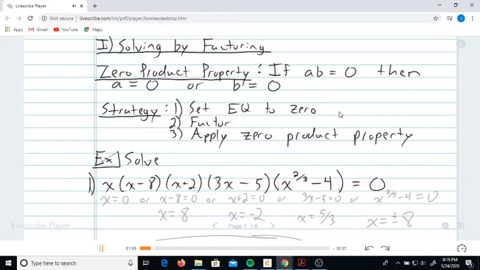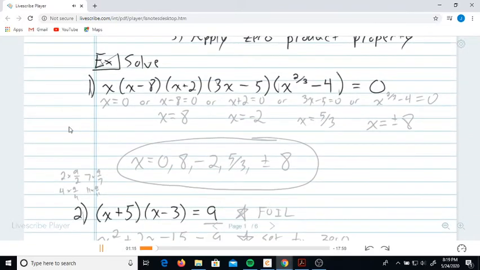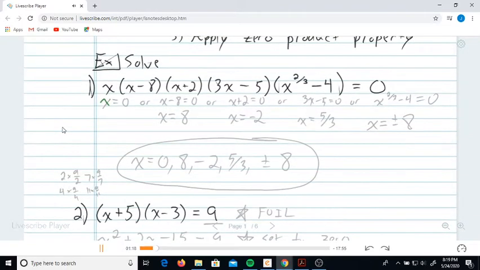So the idea with solving by factoring is we can set the equation to 0, factor everything, and then apply the zero product property. So we're going to go ahead and do that in problem 1 right now. Notice everything is factored. So this statement can only be true if either x is 0 or x minus 8 is 0 or x plus 2 is 0 or 3x minus 5 is 0, or x to the 2/3 minus 4 is 0. So if a product equals 0, then one of the factors has to equal 0. It's the only way it could be true. So we'll just solve each one of these.